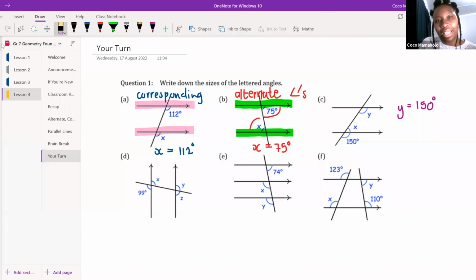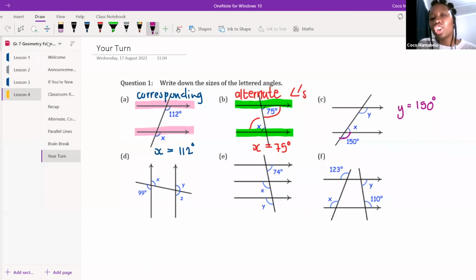Alternate angles would mean that they're opposite each other. So if I have 150 here, I would need another 150 over here. So that's not it. Think about it. Check in the chat if you're a little stuck. There's always somebody helping you in the chat.